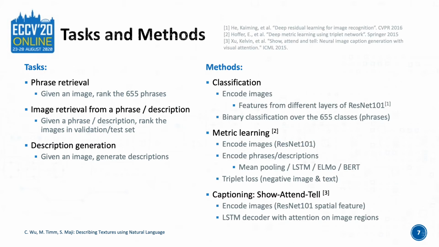We compare 3 types of methods. In the classifier, we encode images as features from different layers of ResNet 101 and handle the 655 frequent phrases as binary classes. In the metric learning method, we encode the images with ResNet and encode the phrase or descriptions with different language encoders, and finally train with a triplet loss so that the associated image and languages are near each other in the shared encoded space. We also adopt the widely used image captioning model, Show, Attend, and Tell, for the description generation task. All methods are tuned on our own dataset.